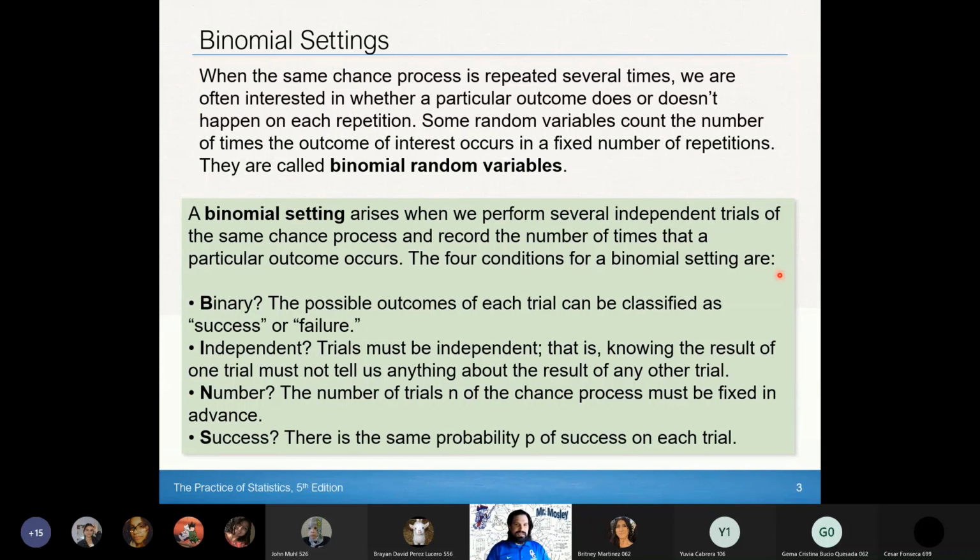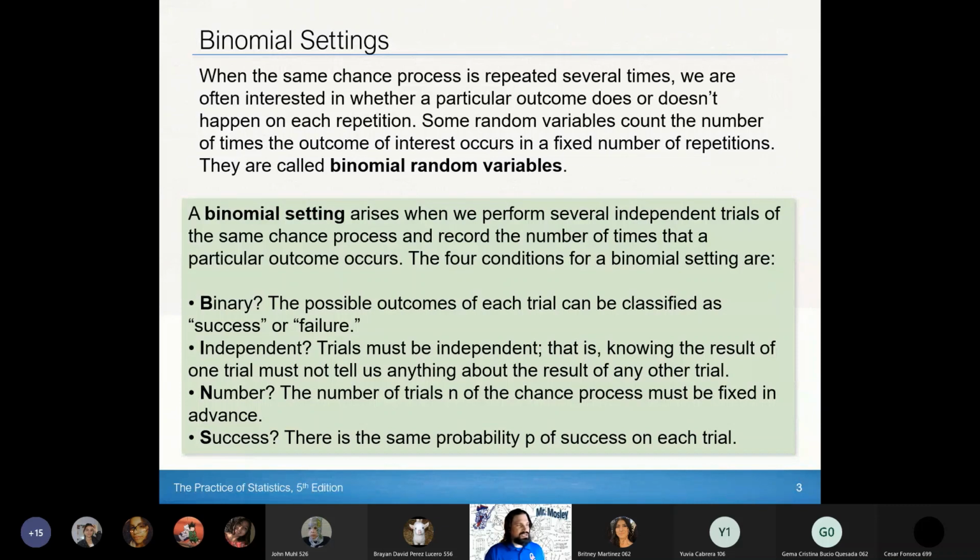And lastly, success. There must be the same probability p of success on each trial. This ties into the idea of independence. It's like flipping a coin. There's always a 50% chance of getting heads. That probability of success is always the same. We need a case like that where we know going into it what the probability of success is, and it doesn't change.